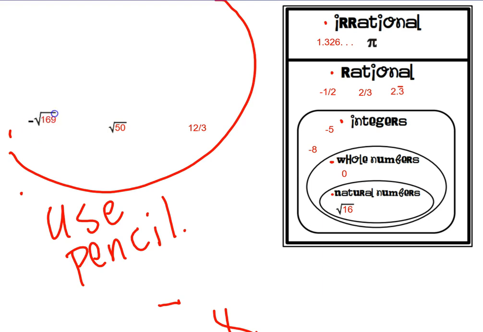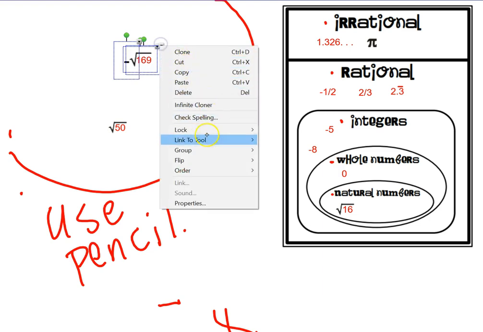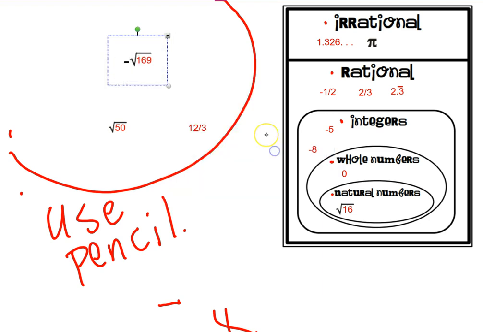Next one, negative the square root of 169. So negative the square root of 169 is going to be negative 13. Okay, and negative 13 is a rational number. And negative 13 is also an integer. So the most specific category would be an integer.